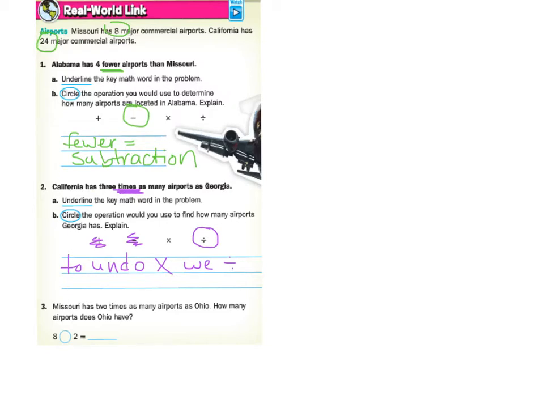All right. So Missouri has 2 times as many airports as Ohio. So how many airports does Ohio have? Now, when we see that word times, we're thinking, oh gosh, I have to multiply. But in reality, we know how many Missouri has. Missouri has 8 airports, and it was 2 times. So 2 times what would give me that? So we would have to divide. And the answer would be 4. Because then Ohio has 4, and 2 times 4 gives us Missouri's 8 airports.